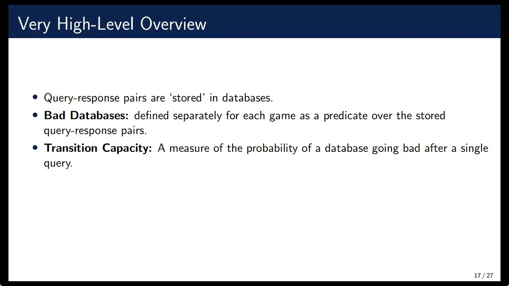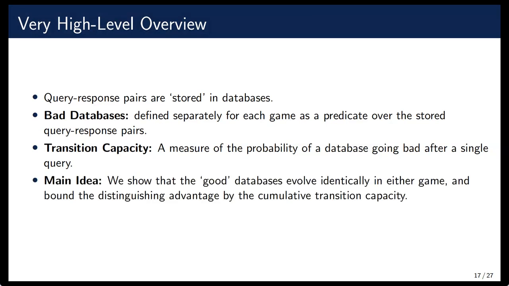And we define something new, I mean, a new query. It's the main tool of the work, which is called the transition capacity, which is a measure of the probability of the database going back after a single query. And the main idea is to show that good databases evolve identically in either game, and we can bound the distinguishing advantage by looking at the cumulative transition capacity.